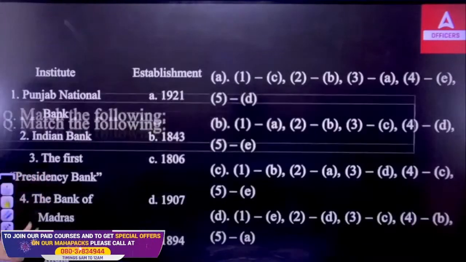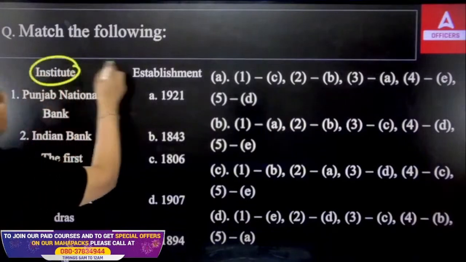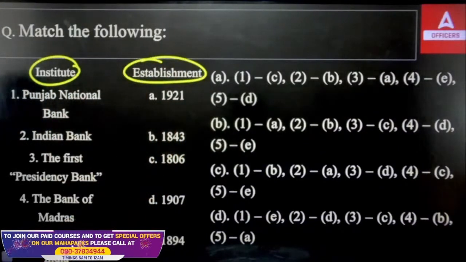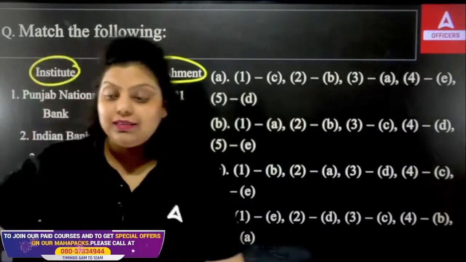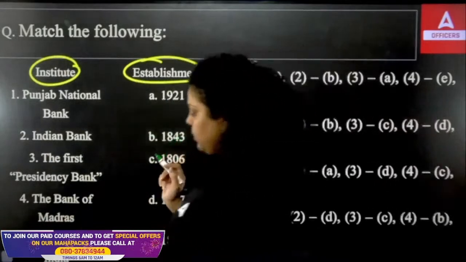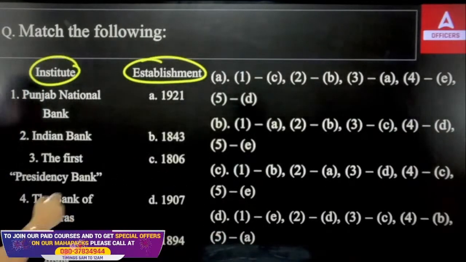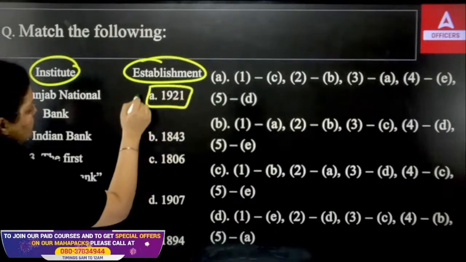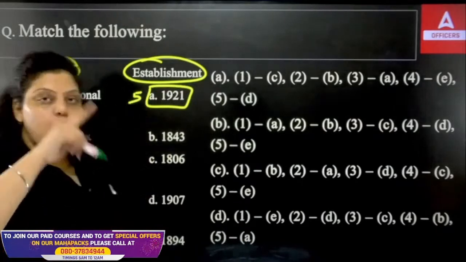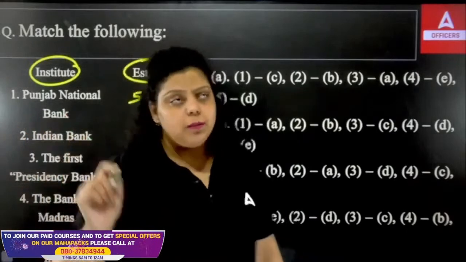Next question. Match the following. So we have institutes here, we have the establishment year of the institute, and we have to match them. So first let's see, out of these five, which bank's establishment do you know? So I know the establishment of Imperial Bank of India. Imperial Bank of India was established in the year 1921, that is fifth. Because after the merger of all the Presidency Banks, we created Imperial Bank of India. So I remember the year.